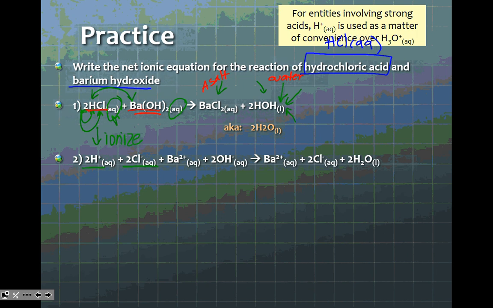For barium hydroxide, there's 1 barium ion with a positive 2 charge. Here's a subscript telling you that there are 2 hydroxide ions with a negative 1 charge. Moving on, here's my arrow showing I'm moving on to the products. This is also aqueous. So I have 1 barium ion with a positive 2 charge. Here's a subscript, kiddos: 2 chloride ions with a negative 1 charge.